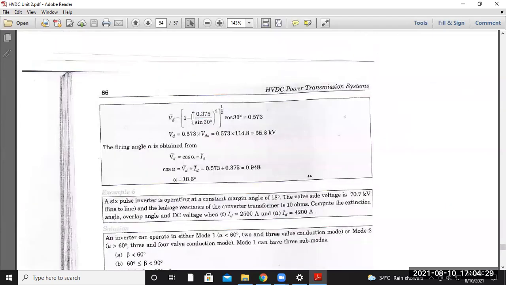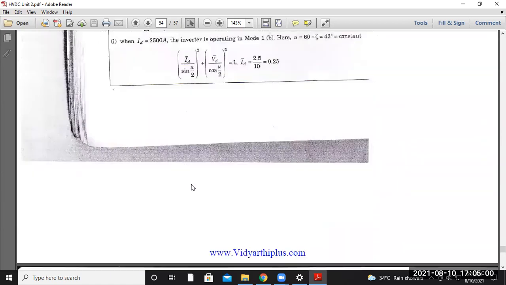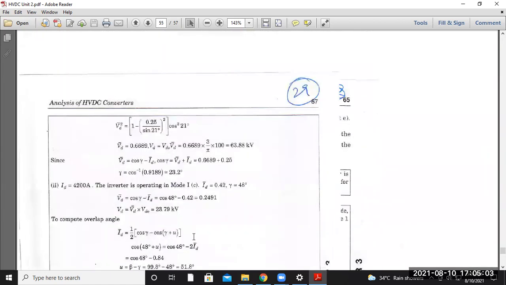So putting in the values, you will get VD vector as 0.573, and we know vector VD equals VD upon VD naught. So VD equals 0.573 into VD naught. That will give you 65.8 kilovolt. In a similar case, as we have VD vector equal to cos alpha minus ID vector, just put in the appropriate values, you will get alpha, the firing angle, as 18.6 degree.